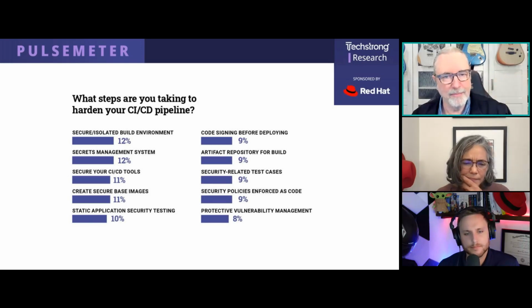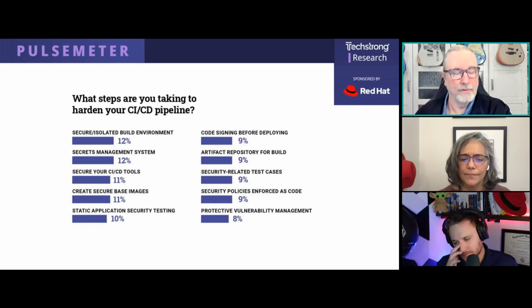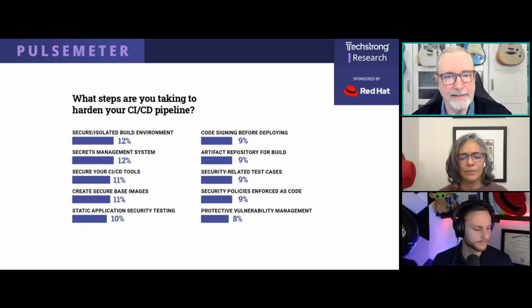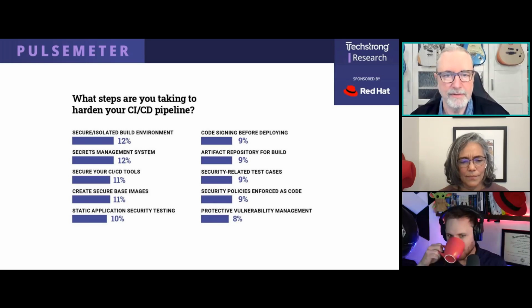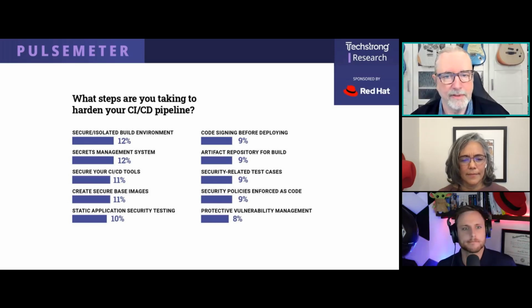But isolated build environment, you see much more emphasis put around that, but also, of course, doing things to isolate CI/CD. We have secrets again, securing your tools, base images. Code signing comes up here. Artifact repository for builds, security related test cases, policies enforced as code. Security as code.